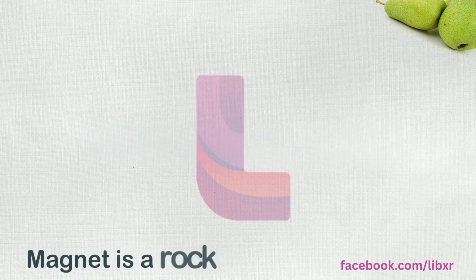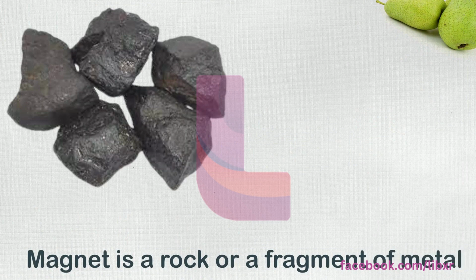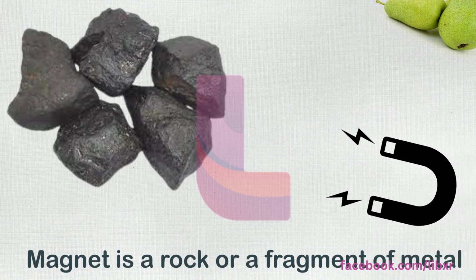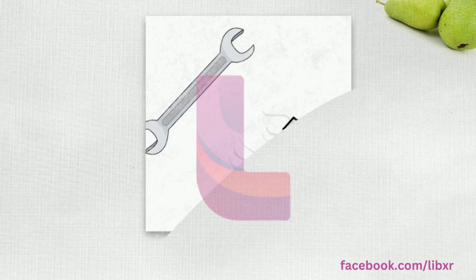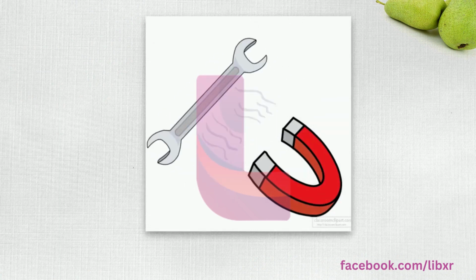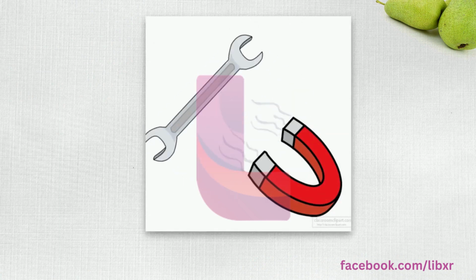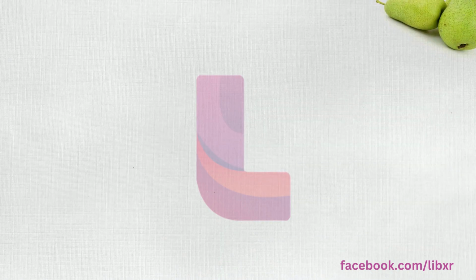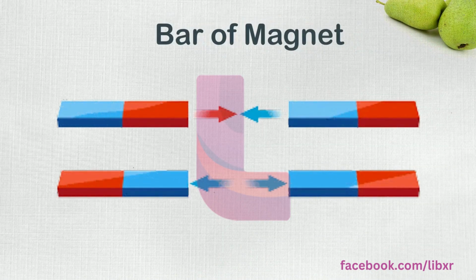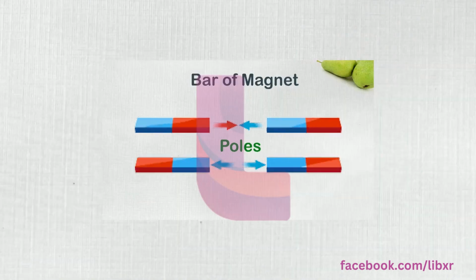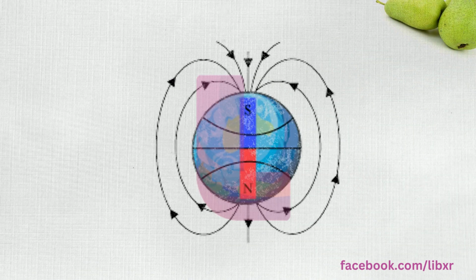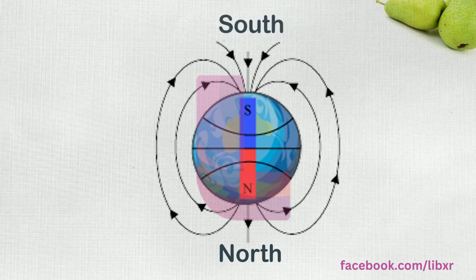A magnet is a rock or a fragment of metal which has the ability to pull some specific types of metals towards itself. The force with which a magnet attracts other objects towards itself is called magnetism. Let's take a look at a bar magnet. The end parts of a magnet are known as poles. Usually, one is marked as N, meaning north, and the other is marked as S, meaning south.